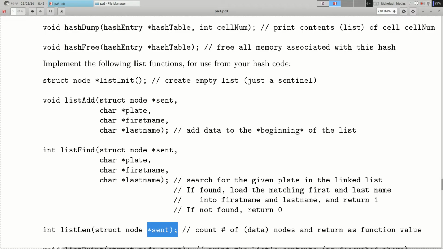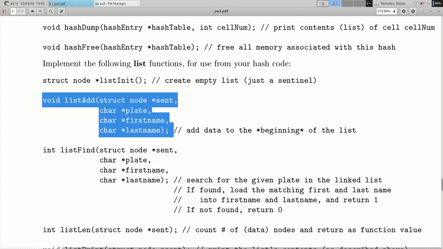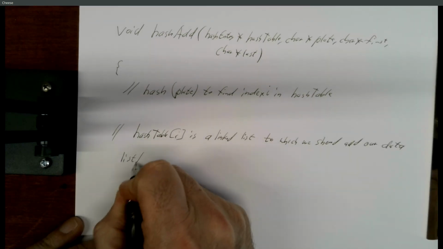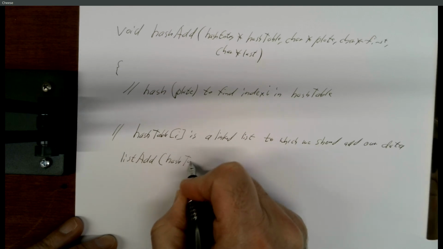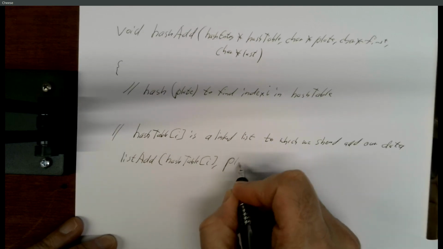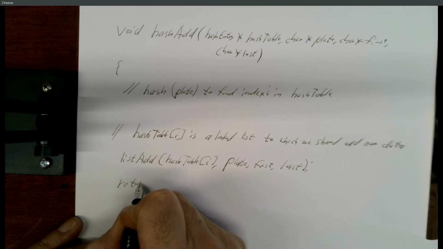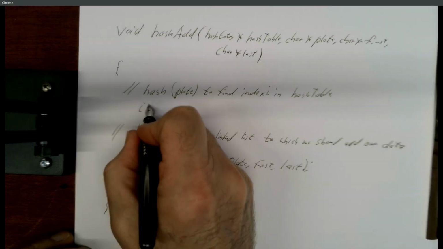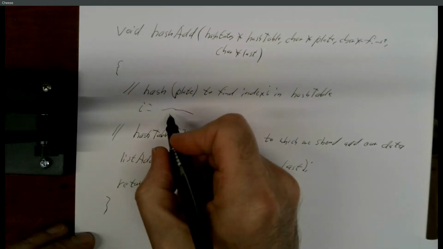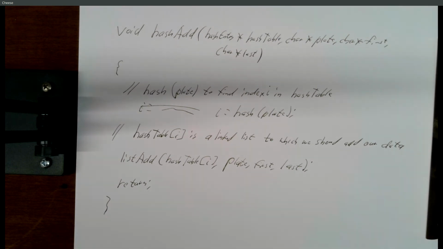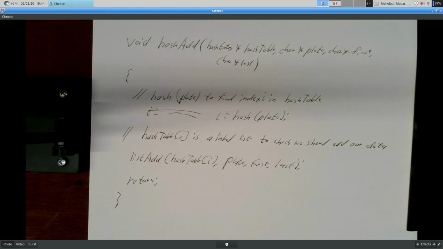What we want to add, a plate, a first name, and a last name to a list, that's what list add does. It takes the sentinel node, plate, first name, and last name. So this is nothing more than list add hash table bracket I, comma plate, comma first, comma last. So that's all there is to your hash add function.